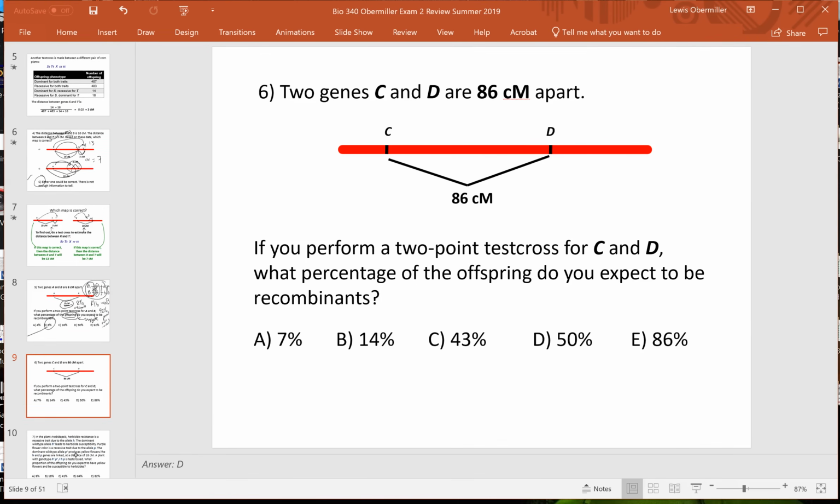Next. C and D are 86 centimorgans apart. You can't tell that, right? The rule is, if it's 50% or greater, then it looks like independent assortment.